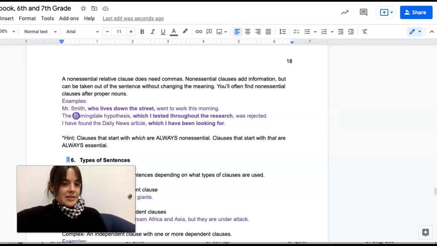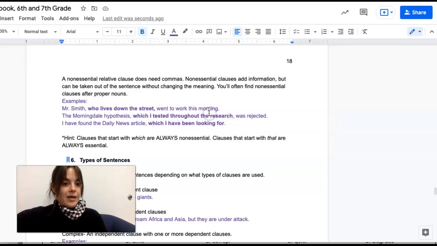All right, the Morningdale hypothesis, which I tested throughout the research. Okay, so which I tested throughout the research, that's adding information. I've already given you the specific name of this hypothesis, so I already know which one I'm referring to. All right. Which I had been looking for. Again, we're giving a specific article, the Daily News article. So I already know which one it is. This is just giving me extra information.